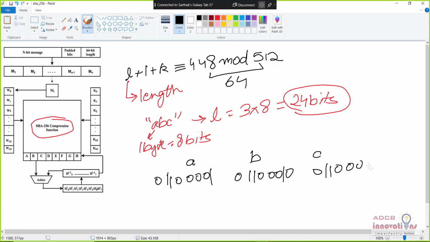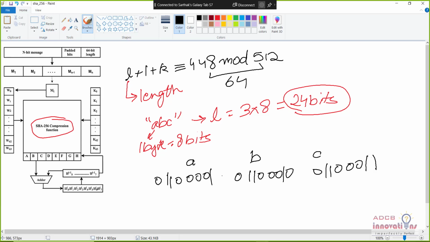Just a second. I don't know what just happened. Let me erase this and write it again. Sorry about the writing.